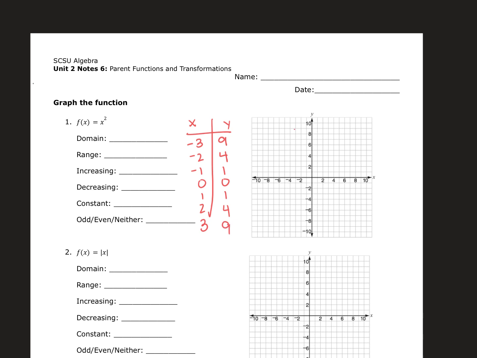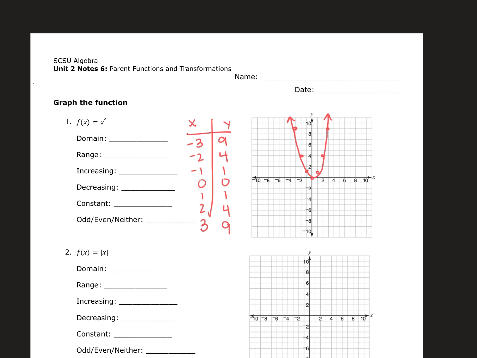So 1, 2, 3... 1, 2, 1, 1. It's going to give me this shape, and we know this. This is our parabola. Our x squared is our parabola shape, that U shape. Now we're going to look at domain, range, increasing, decreasing, all those things that we've looked at before, just to make sure they stay fresh in our brain.